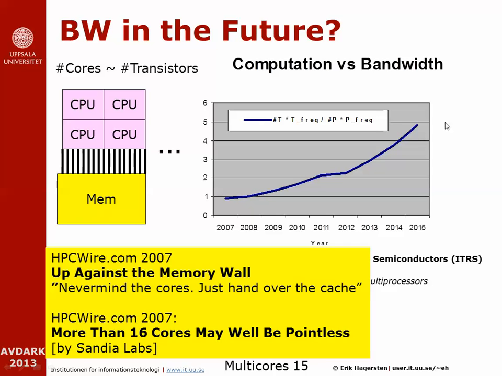So this is the picture of 2007. There were a couple of articles here. I think I mentioned them before. I like this one: Up against the memory wall. Never mind the cores, just hand over the cache. So it's a view that some of the high-performance computing publications in the world have. It is an online publication. You can probably look up that article as well.